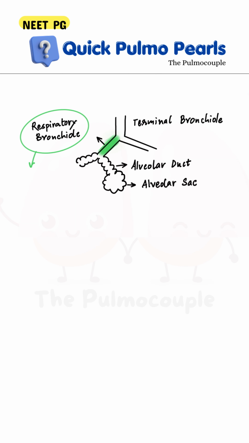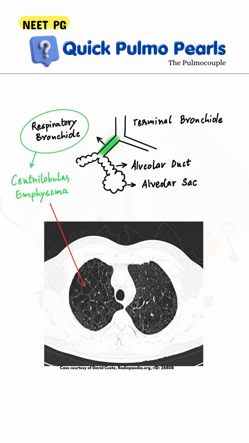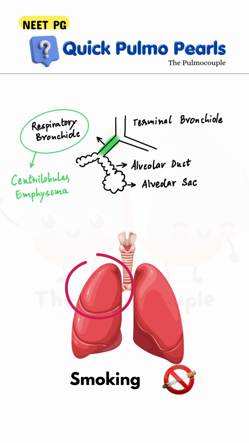It primarily affects the respiratory bronchioles while sparing the distal alveoli in the early stages. It is most commonly associated with smoking and typically affects the upper lobes of the lungs.